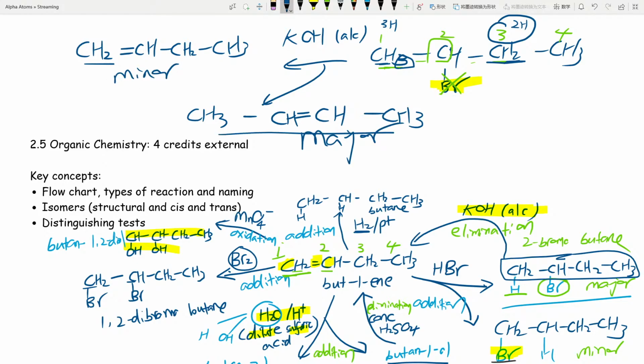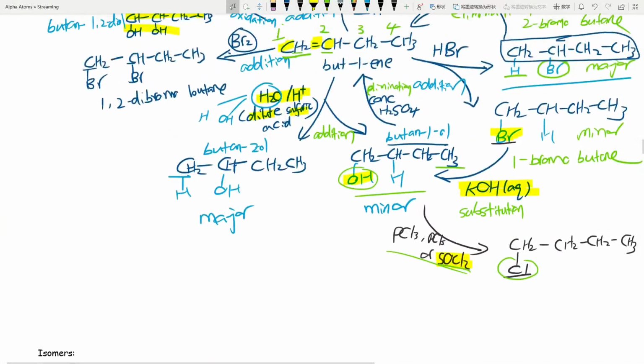And how do we name this? This is butene and this is butene. Okay, so that's just the elimination part, which is another excellent part. Right, now we're almost finishing with the flowchart.